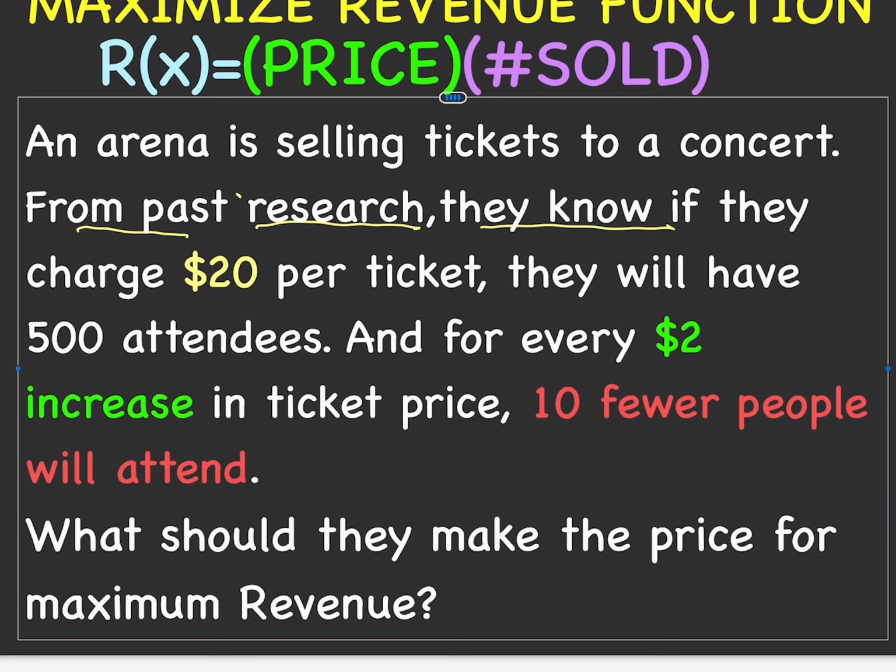$22, $24, $26? Should they lower it from 20 to 18, 16, and so on in order to make the most revenue? Remembering revenue, R of X, is equal to your price times the number sold. So we need to figure out what price to charge, and we'll also then know how many we're going to end up selling, because we know we lose 10 people for every $2 increase. So that's the information. Let's see how we set this up.